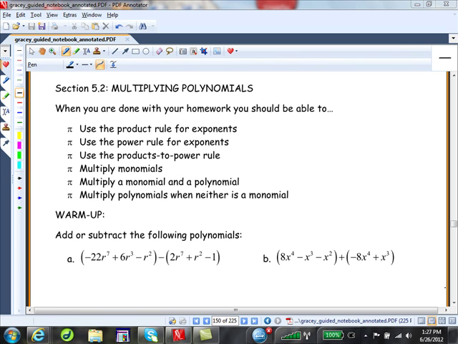Okay, so we'll be using the product rule for exponents, power rule, and products to power rule for exponents. We'll be multiplying monomials and then multiplying a monomial with a polynomial, and then we'll be multiplying polynomials when neither one has a single term as a monomial.